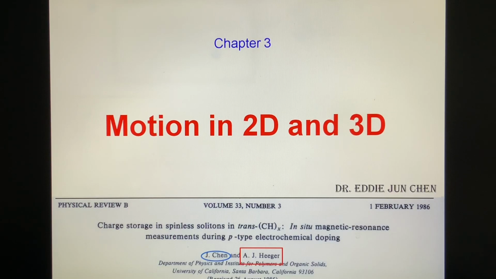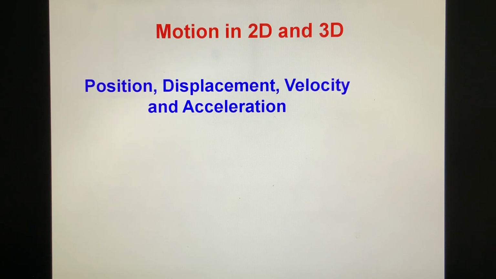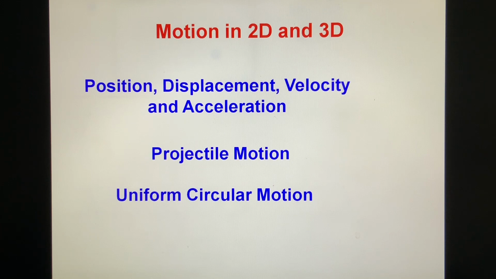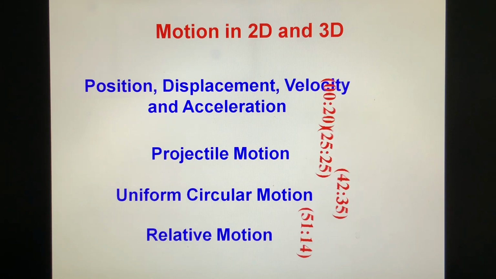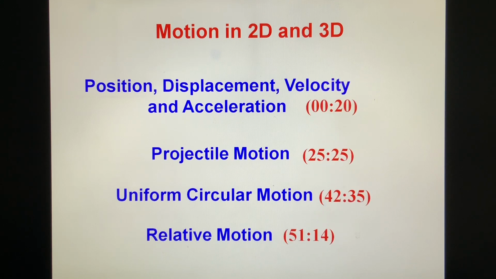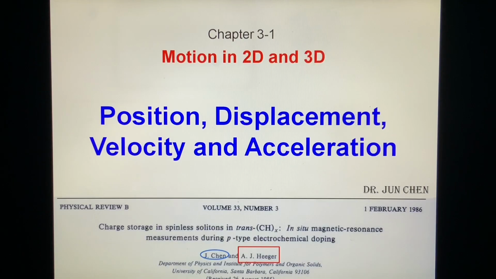Motion in 2 dimensions and 3 dimensions. It covers position, displacement, velocity, and acceleration, projectile motion, uniform circular motion, relative motion. You can find them in a timeline. Position, displacement, velocity, and acceleration.